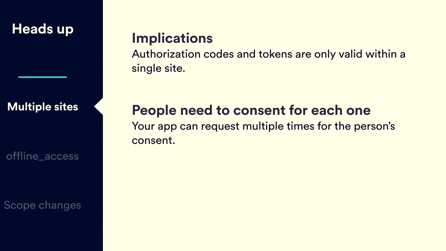So in that consent screen, there's a drop-down where they select which site they are authorizing for. So just be aware, you might have multiple issue links and stuff like that, so be aware that users can have multiple sites, and your tokens might not be valid for all of them.